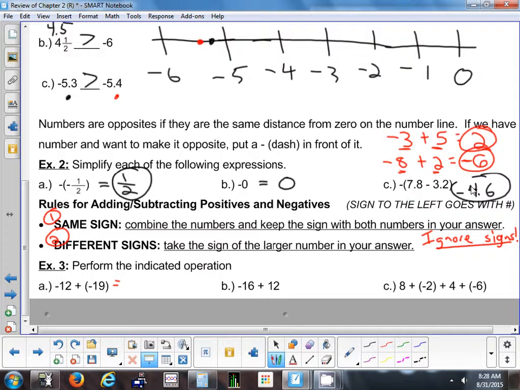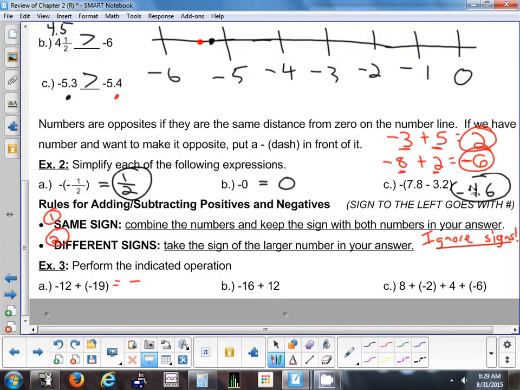What's the rule say, Ariana? So when I do this, is my answer going to be positive or negative? Combine the numbers and keep the sign with both numbers in your answer. So what's the sign with both numbers? Negative, right? So I know my answer is going to be negative.